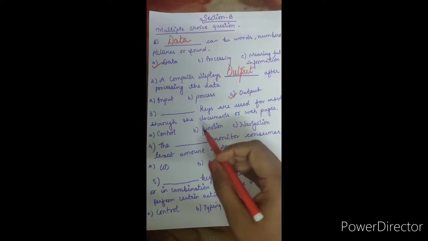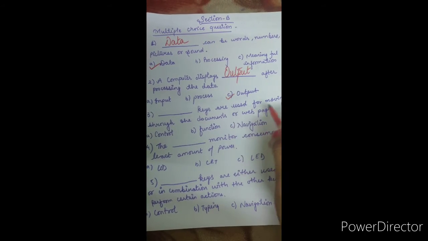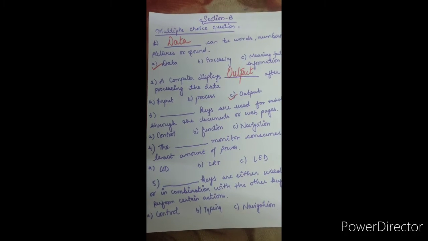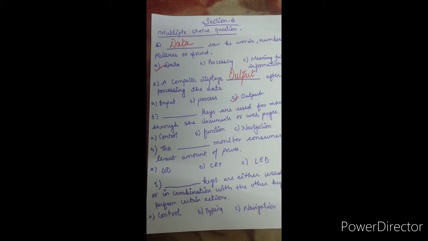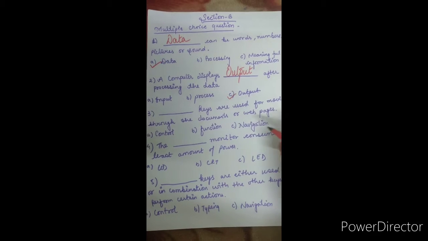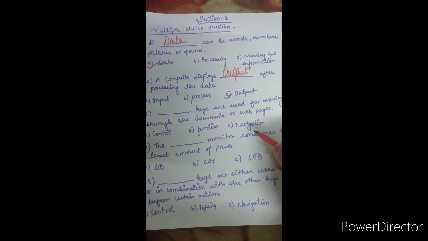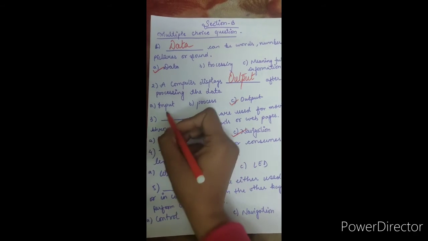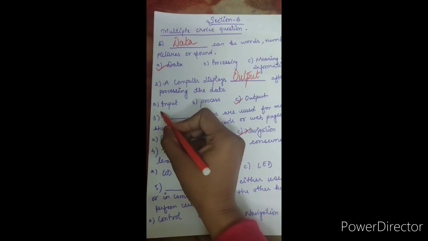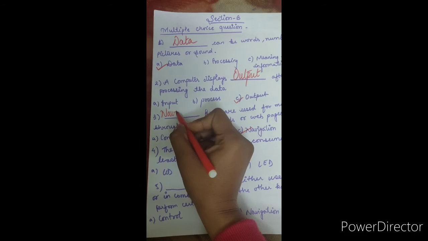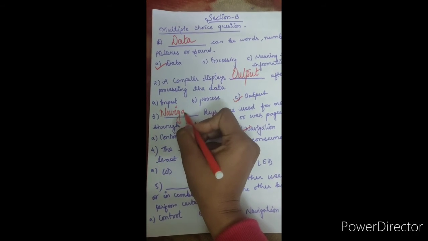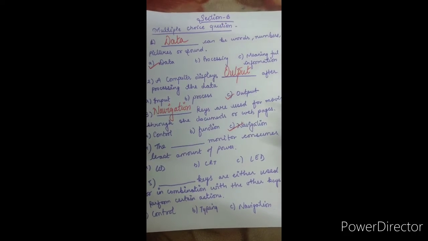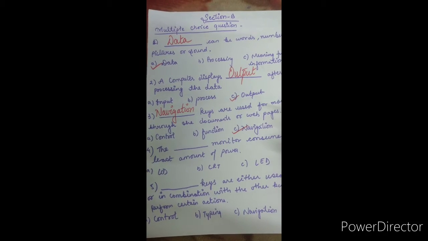Next is: dash keys are used for moving through the documents or web pages. So navigation keys are used for moving through the documents or web pages. Option C is true. So write navigation.